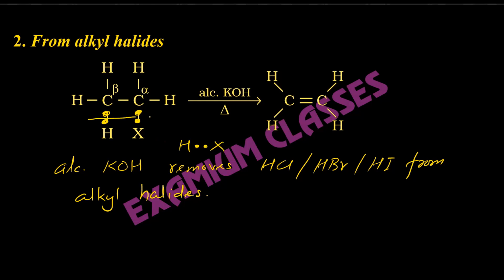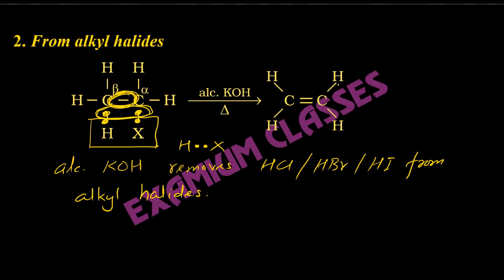It means this part will be broken. Hydrogen and halogen will have 1 electron each. The 2 remaining electrons on the carbons will form the double bond. Earlier here was a single bond, now here it is a double bond. The reason is these 2 electrons will combine to form the pi bond.